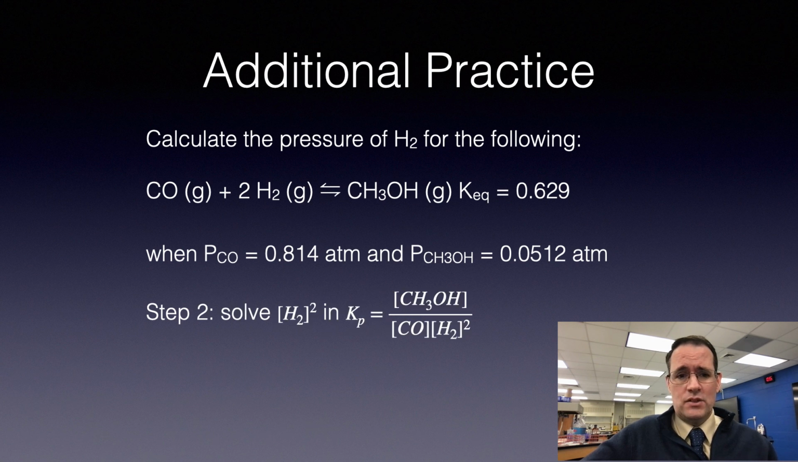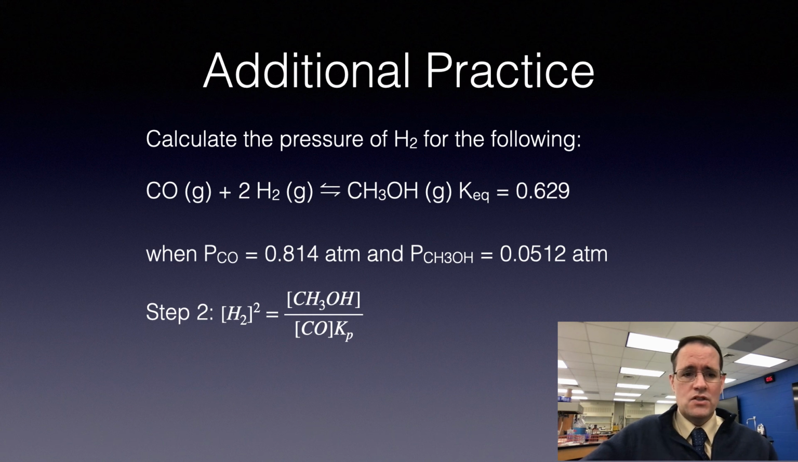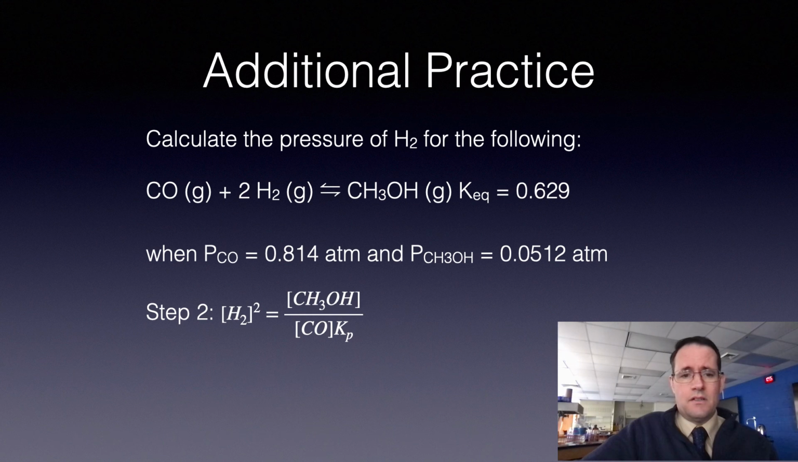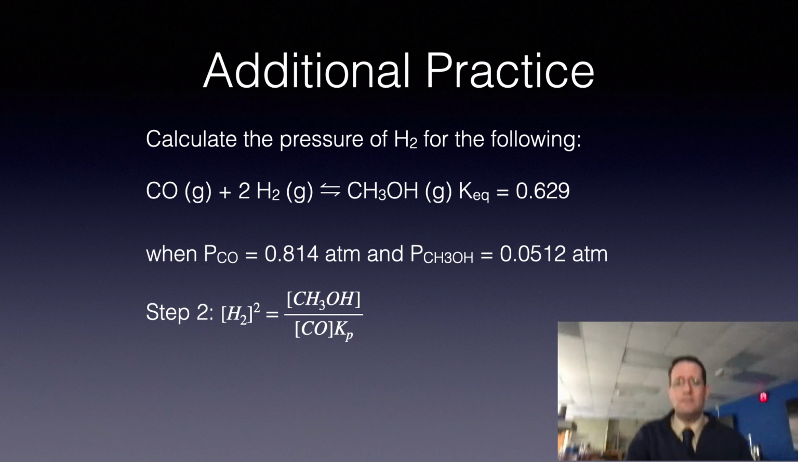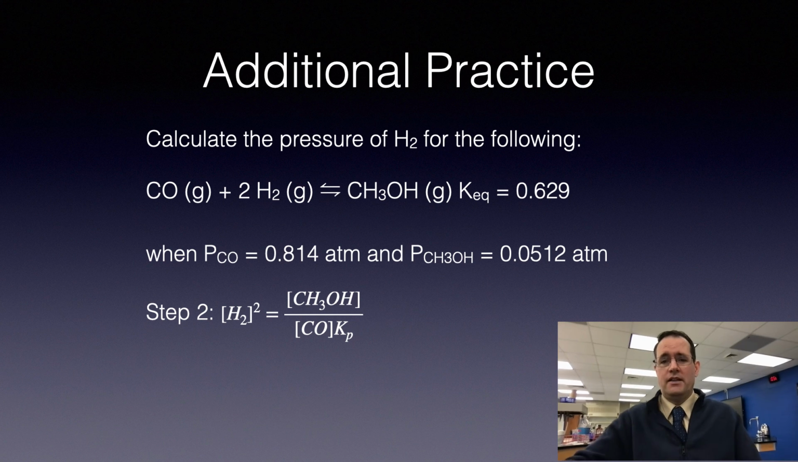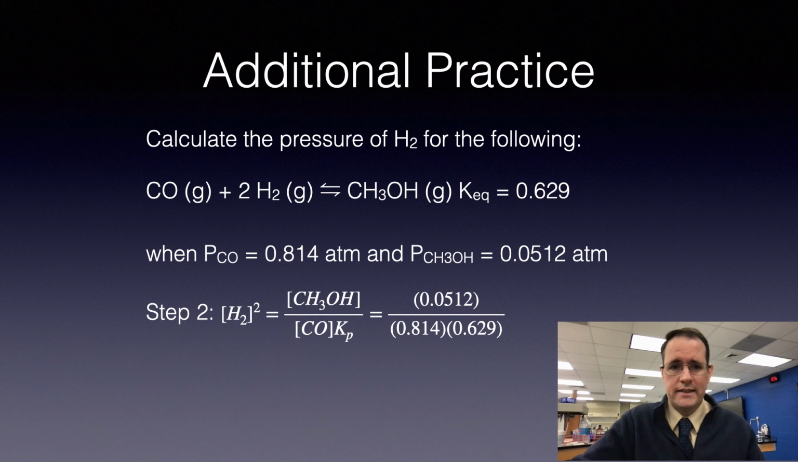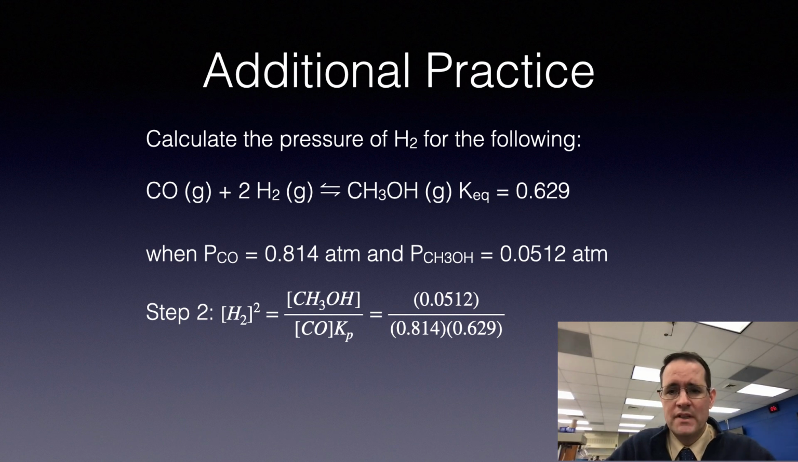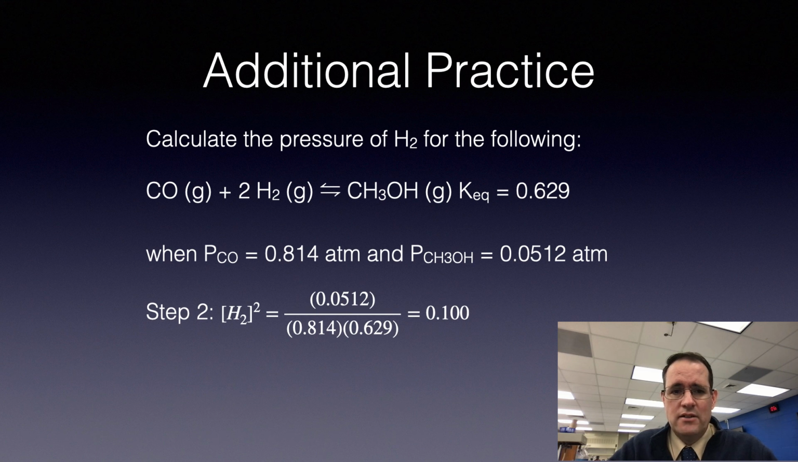Solve for Kp. So what you want to do is basically swap the location of the Kp and the hydrogen squared, okay? So hydrogen squared is going to be methanol over CO divided by Kp. Let me activate the lights here. All right. And now what we want to do is plug and chug, so to speak. So we want to plug in all these values here, okay? And what I get on my calculator is 0.100. Nice kind of simple decimal there.